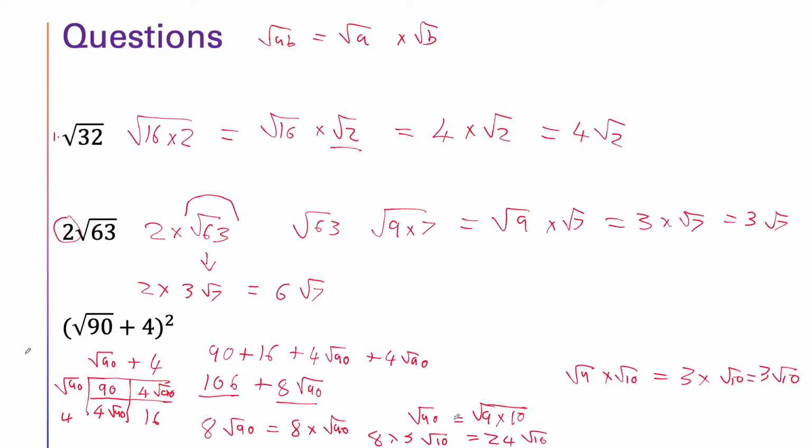I'm sorry this is getting a bit messy right now, but we'll just simplify it here. So we found that 8 root 90 is equal to 24 root 10. So our final answer is 106 plus 24 root 10.